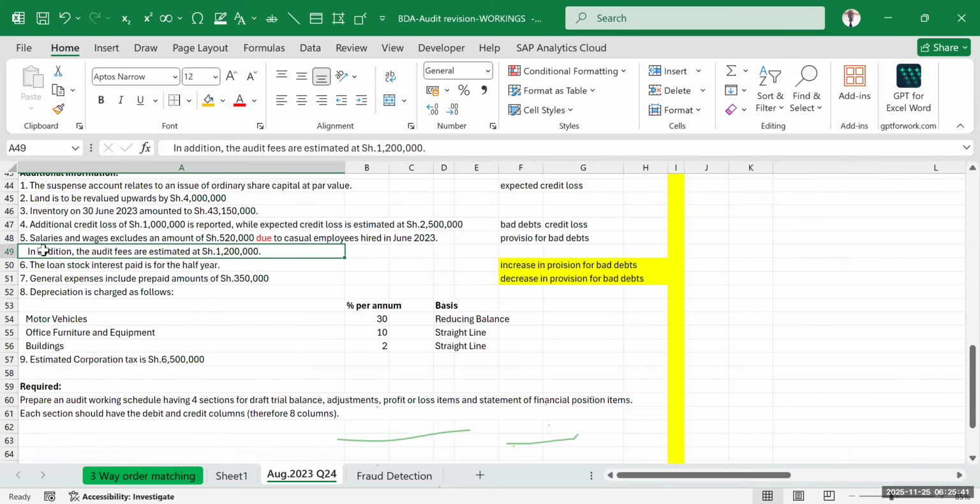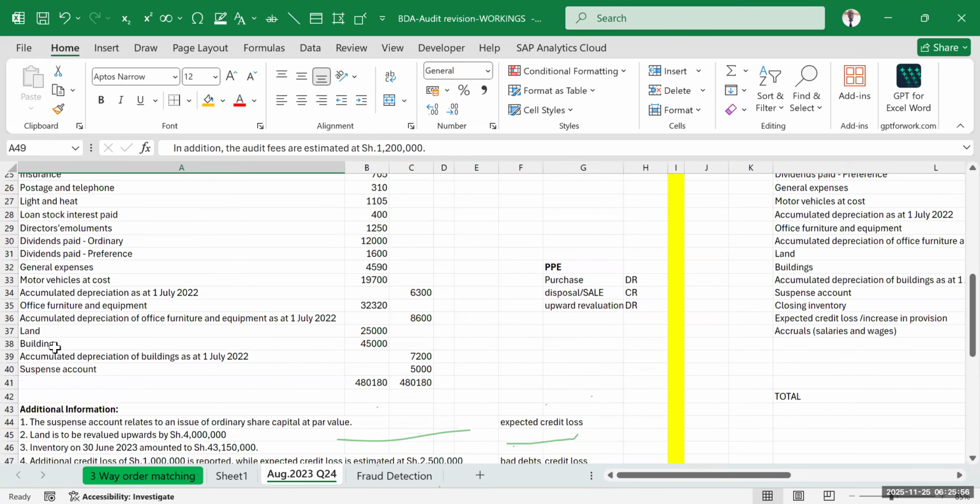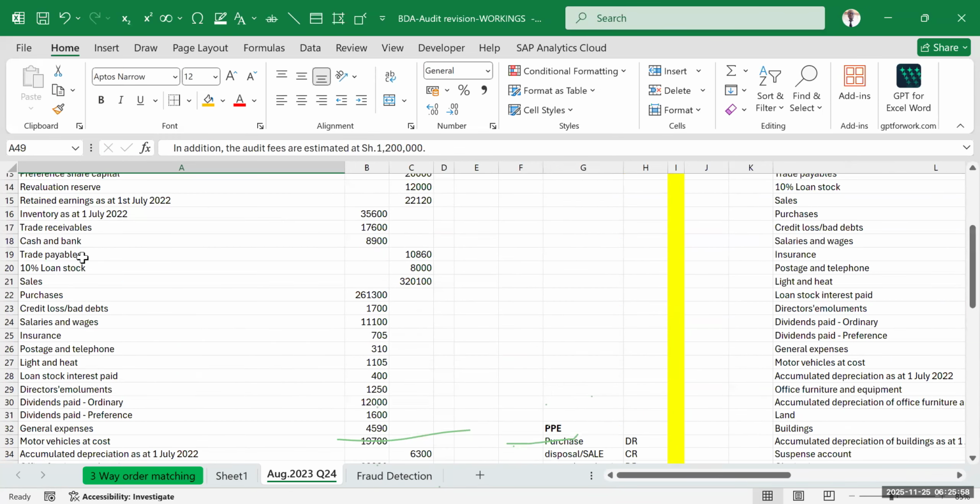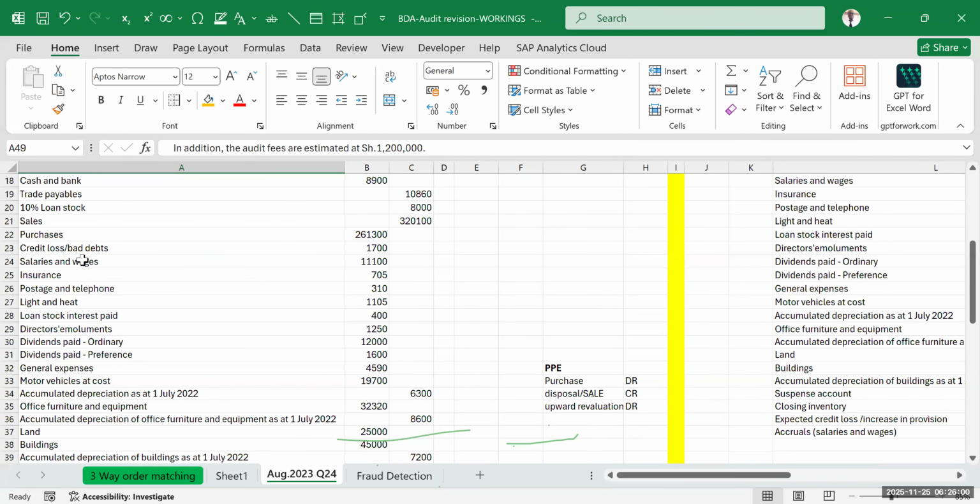They gave us something added there. In addition, the audit fees are estimated at 1.2 million. Somebody tell us, how do we post the audit fee? Remember, this is not an adjustment. Did we have audit fee in our trial balance? I don't remember seeing anything of that. So it is not an adjustment, it's a posting.